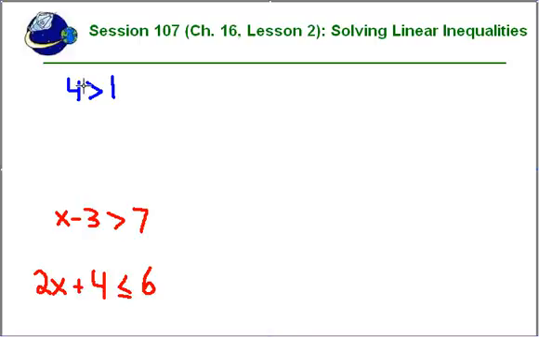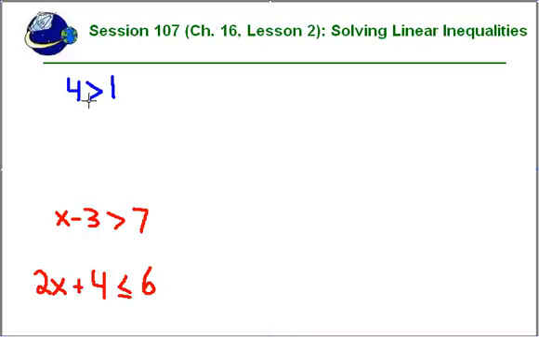So we can see that for addition, it doesn't matter what number we add to both sides. We could even add a negative number to both sides. What if I were to add a negative 3 to both sides? Well, 4 plus a negative 3 would be a positive 1. 1 plus a negative 3 would be a negative 2. Positive 1 would be greater than negative 2. So whether we add a positive number or add a negative number, and remember adding a negative number is the same thing as subtracting, it doesn't matter whether we add or subtract a positive or a negative number from both sides of an inequality, the inequality will still hold true. The direction will still remain the same.